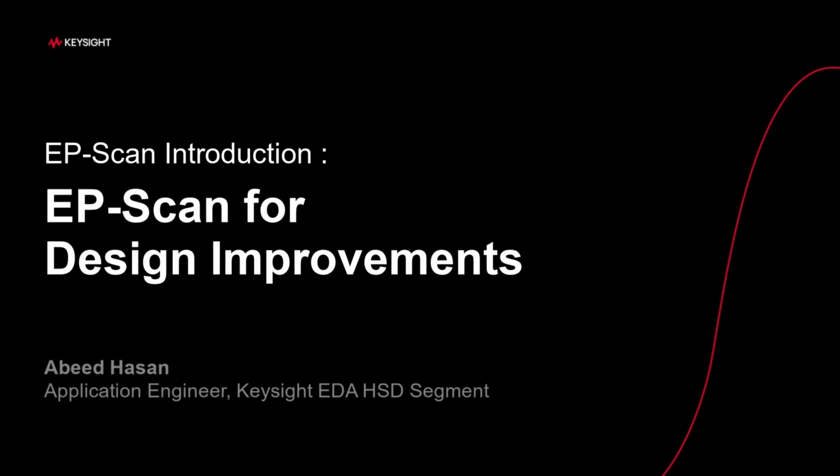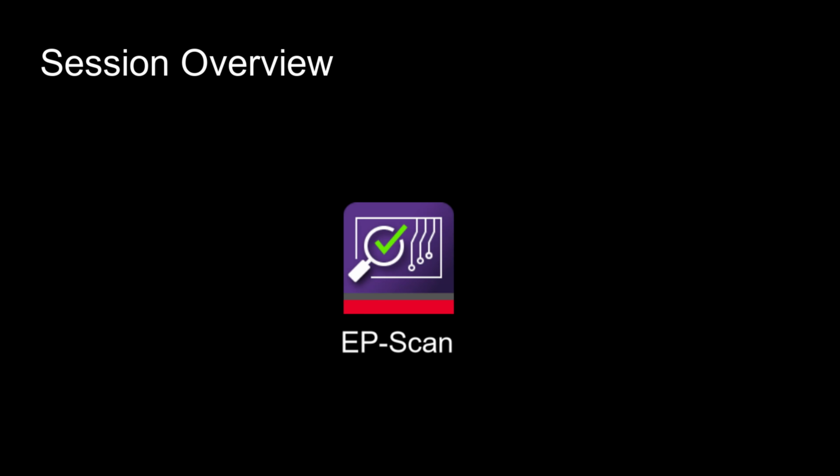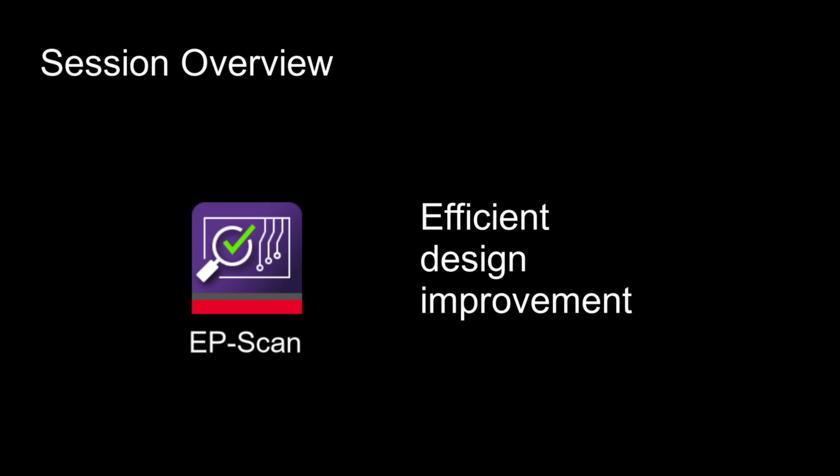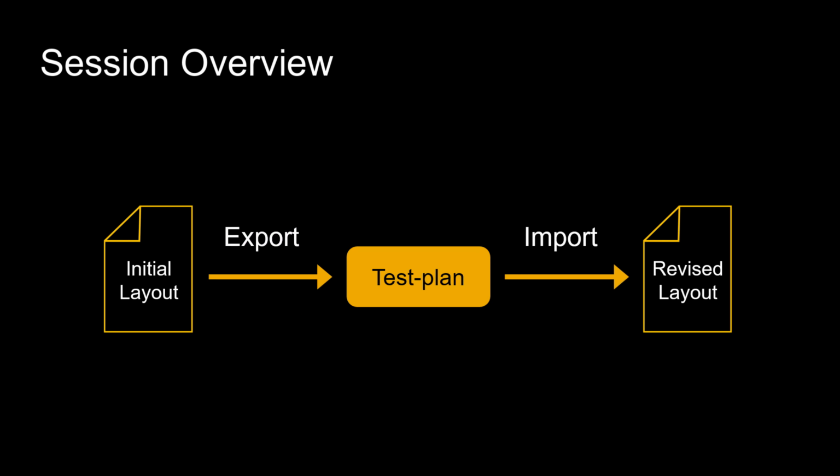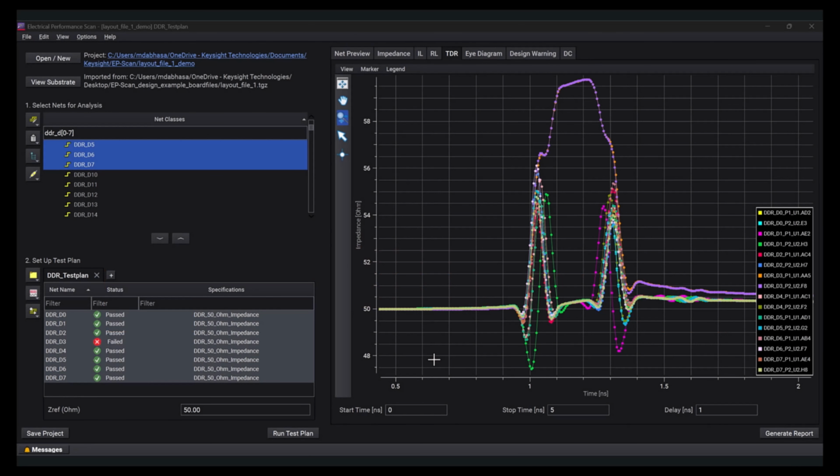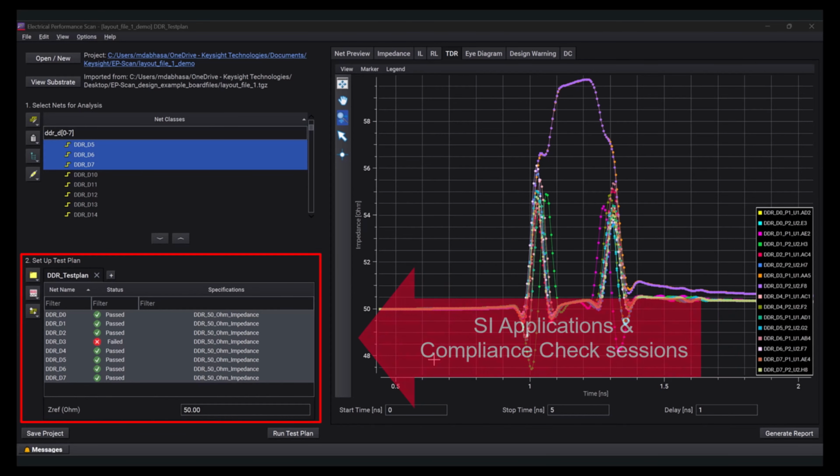I am Abid Hassan, an application engineer for the Keysight EDA HSD segment. In this session, I'll demonstrate how EP Scan supports efficient design improvement by reusing existing analysis setup after a layout update. We begin with an EP Scan project containing DQ nets where performance limits are already defined in the test plan. This project was created in the previous sessions.